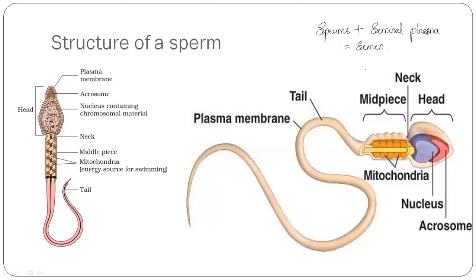The functions of the male accessory ducts and glands are maintained by the testicular hormone, that is androgen. The male sex hormones control the male accessory ducts. Now, what you need to remember is, if it is asked, draw and explain the structure of sperm.